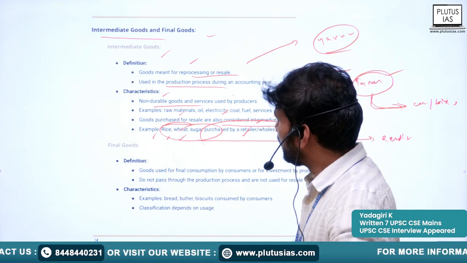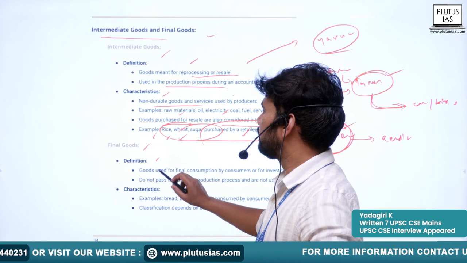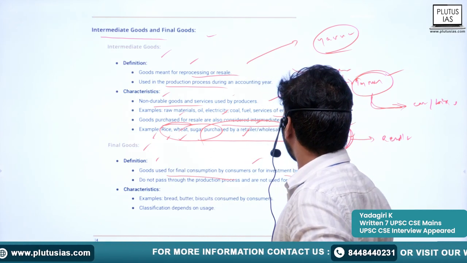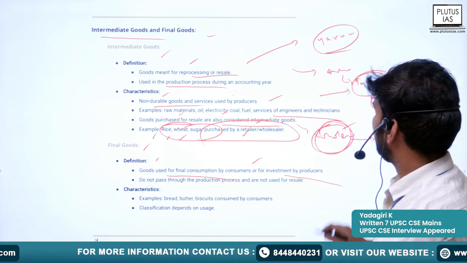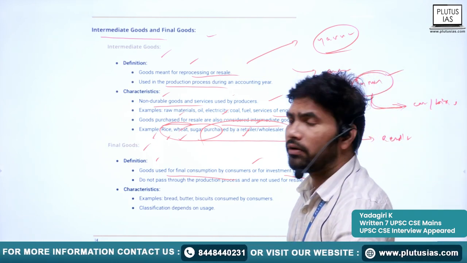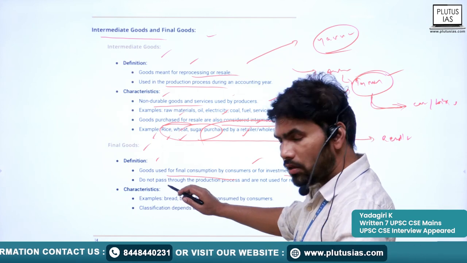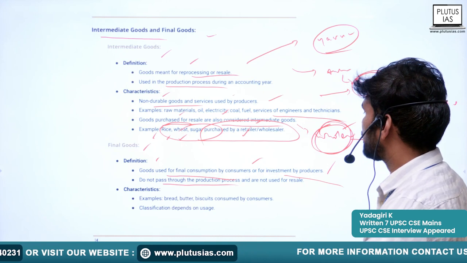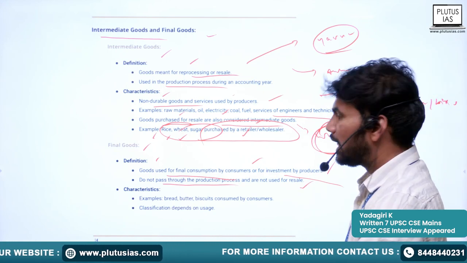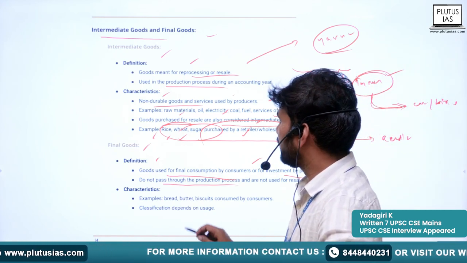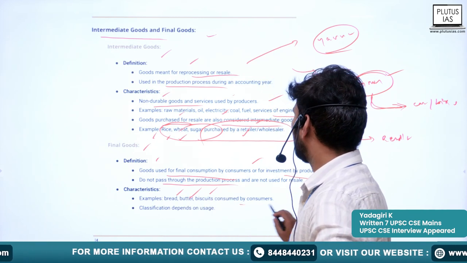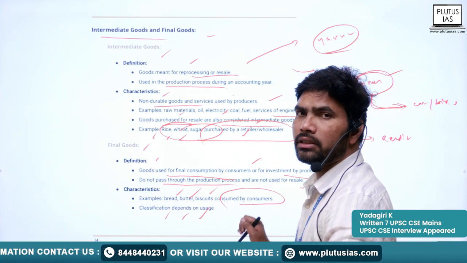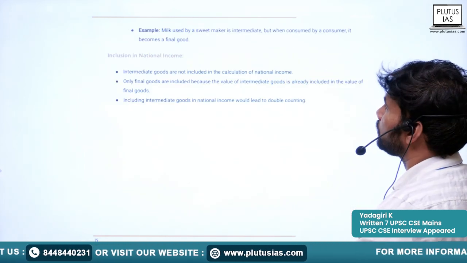Next, another category is the finished goods. Definition, if you see, goods used for final consumption by consumers or for investment by producers are known as finished goods. Final goods do not pass through the production processes and are not used for resale. Characteristics, if you see, bread, butter, biscuits are consumed by consumers, right? So their classification depends on the usage of these goods.